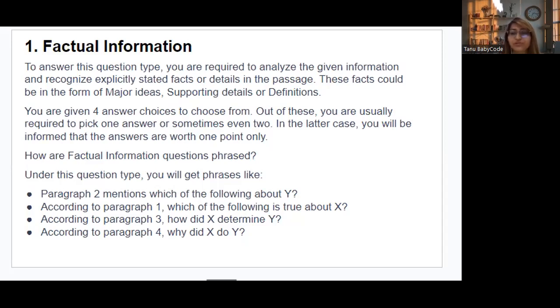So how will your question be phrased? Your question will be phrased in the form of these 4 bulleted points. Suppose you have: paragraph 2 mentions which of the following about Y. According to paragraph 1, which of the following is true about X? According to paragraph 3, how did X determine Y? According to paragraph 4, why did X do Y?